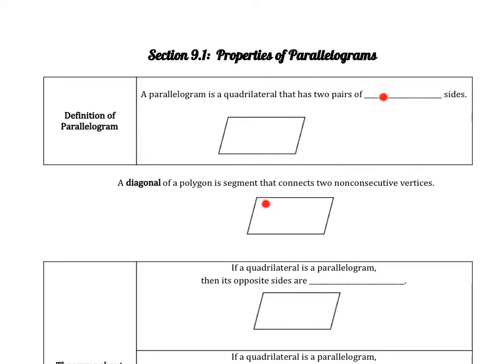So the definition of a parallelogram is a quadrilateral, meaning a four-sided polygon, that has two pairs of parallel sides. We can show that this is a parallelogram by making these little carets, which show that the opposite sides are parallel, and then a double caret to show that this pair of opposite sides is also parallel, but make sure the symbols are different. So this is the definition of a parallelogram.